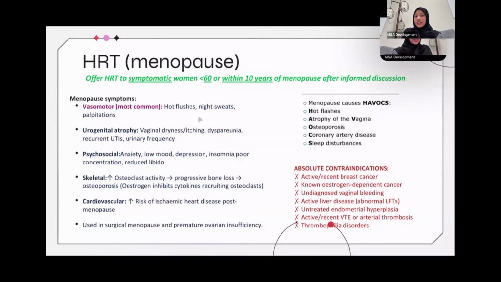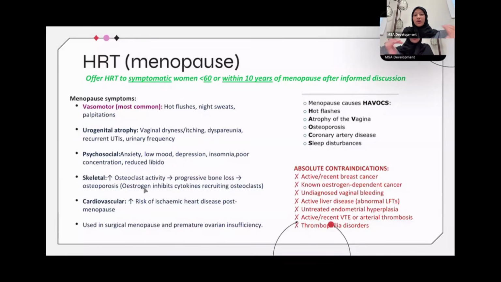Again, same thing that is here. This is from the lecture. What is the most common symptom that they will complain of? It is something called vasomotor symptoms, which is the first thing here: hot flashes, night sweats, palpitations. Atrophy, low mood, depression, it can cause a lot of things, including things to do with sleep as well. Skeletal is the O, bone, and cardiovascular is coronary artery disease.